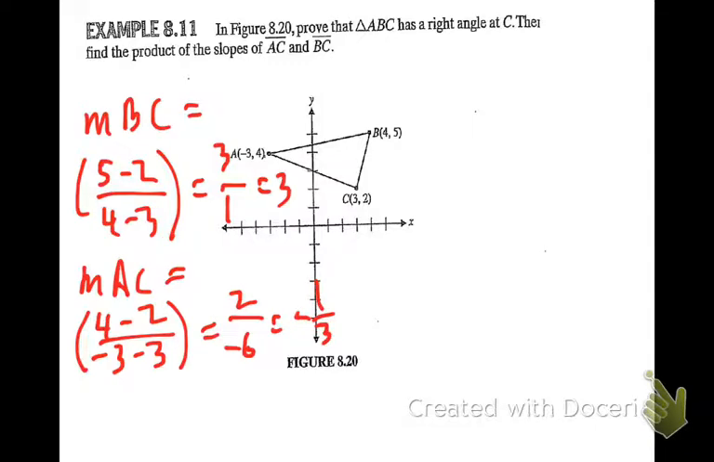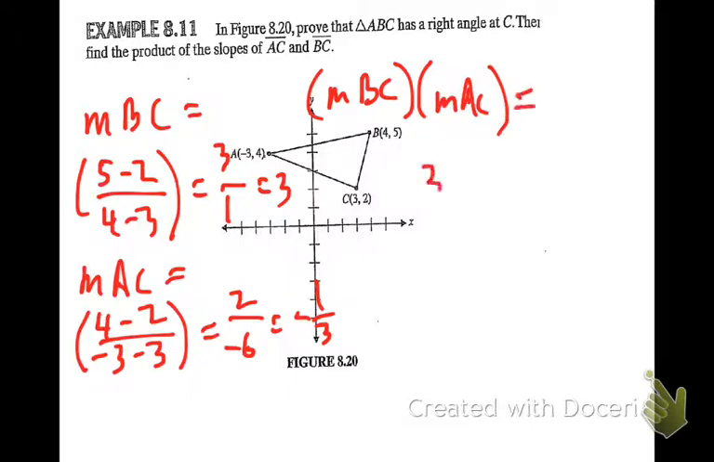So then we have M of BC times the slope of AC equals 3 times negative 1/3, which is equal to 1. Negative 1, sorry, equals negative 1. 3 times negative 1/3 is negative 1. So, we can see that the product of the slopes of two perpendicular lines is negative 1.